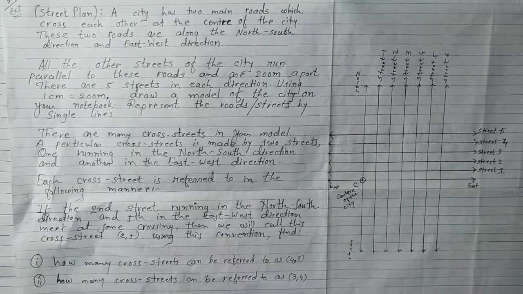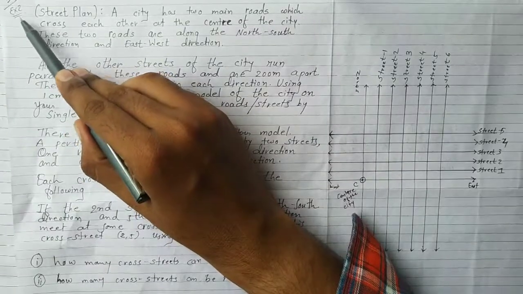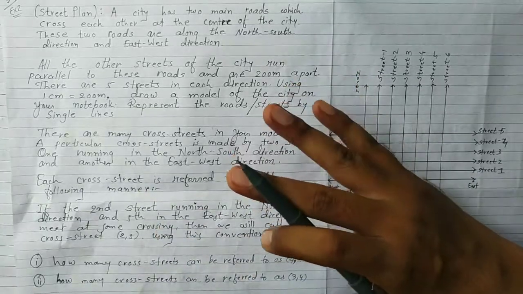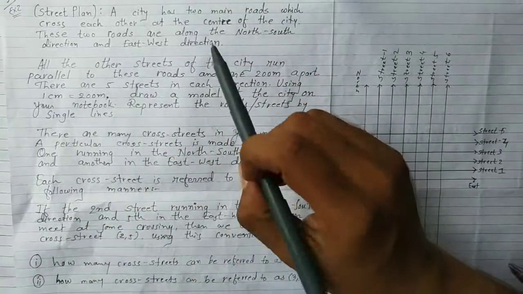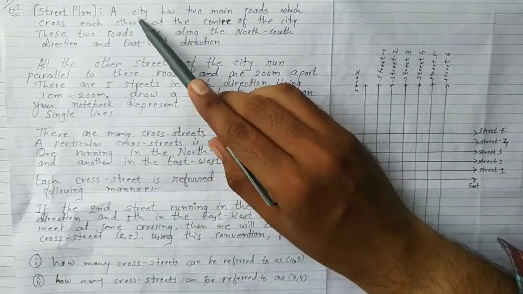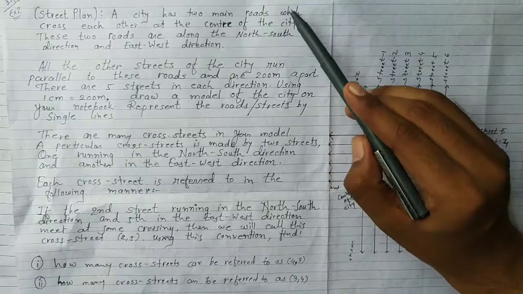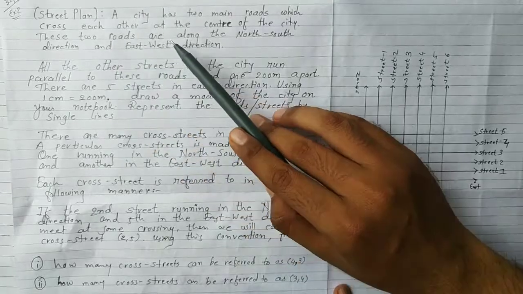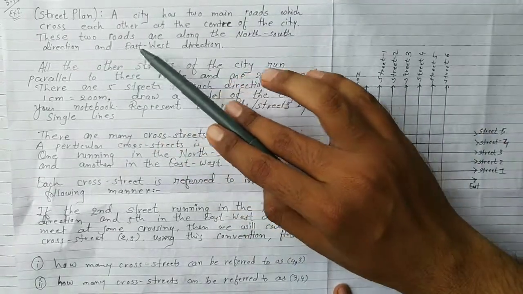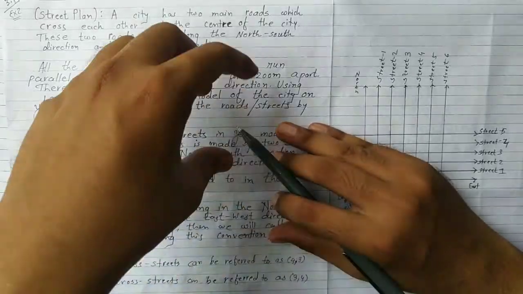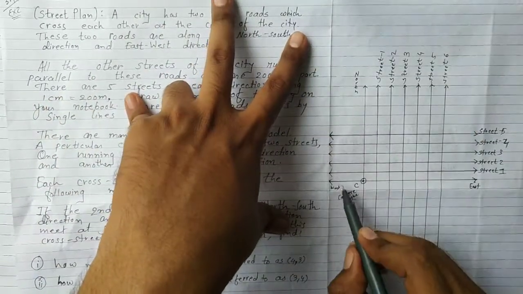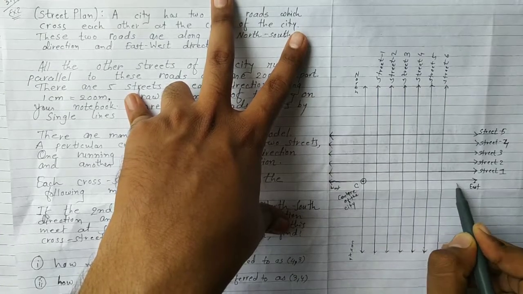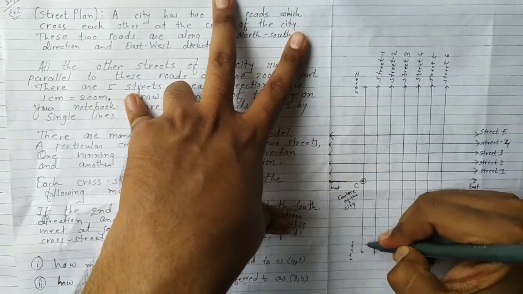Hello friends, here is exercise 3.1, question number 2, street plan. Here we describe one street plan. Okay, in this city, the question is that a city has two main roads which cross each other at the center of the city. These two roads are along the north-south direction and the east-west direction. So in the solution, here are the two main roads: the east-west road, this line, and this line is the north-south road.